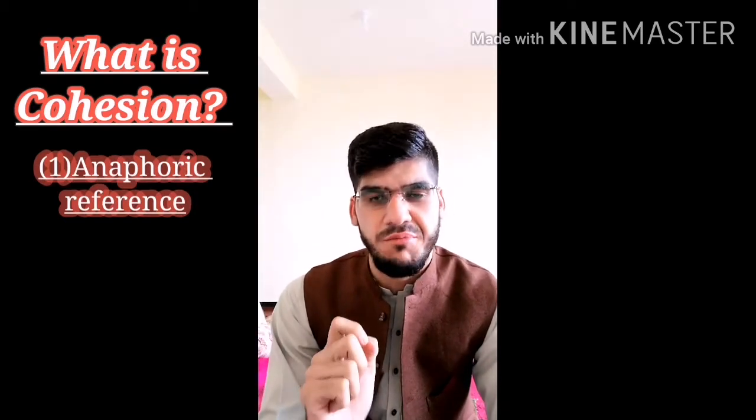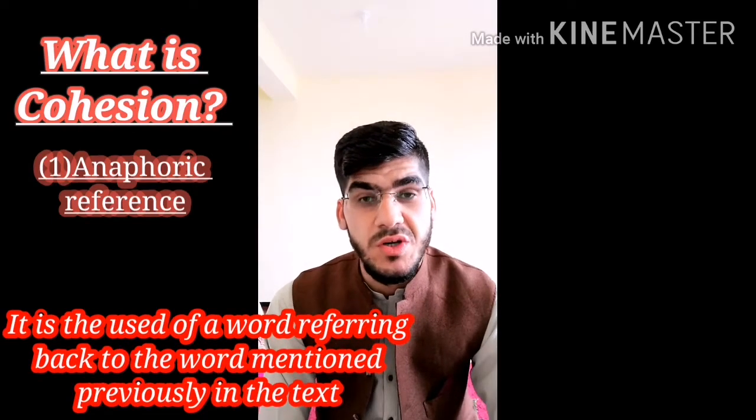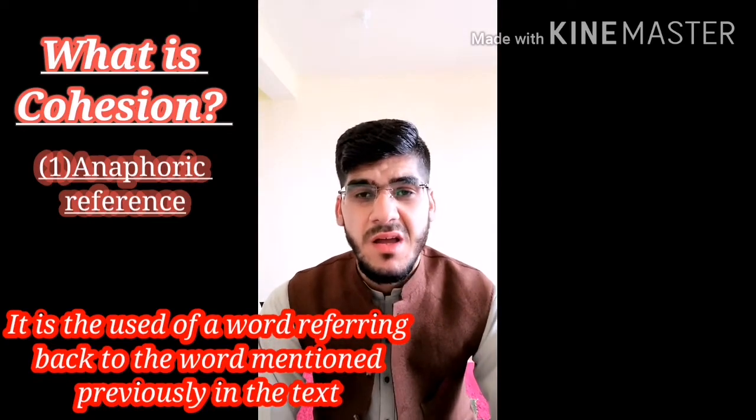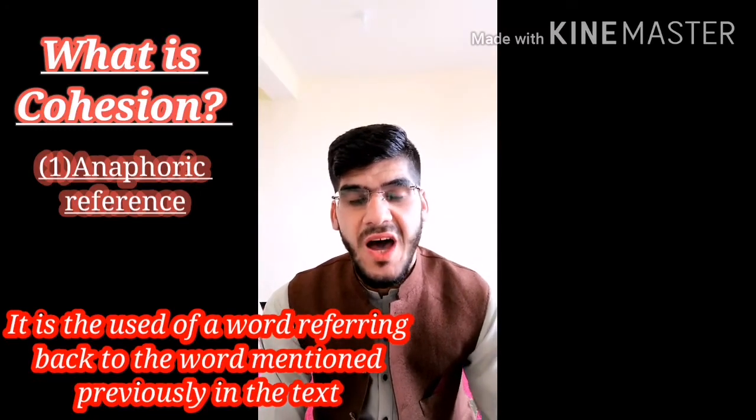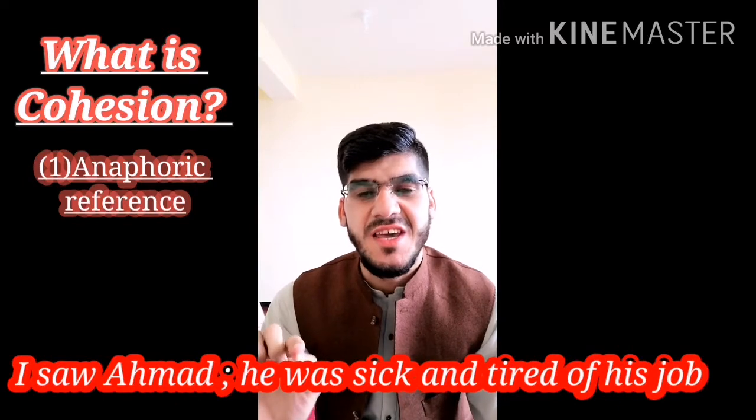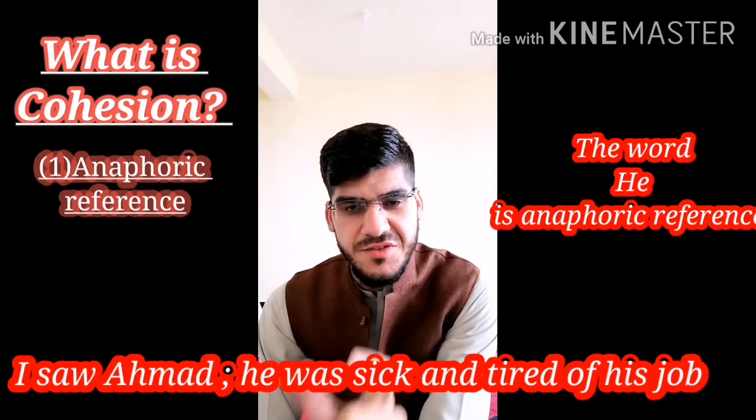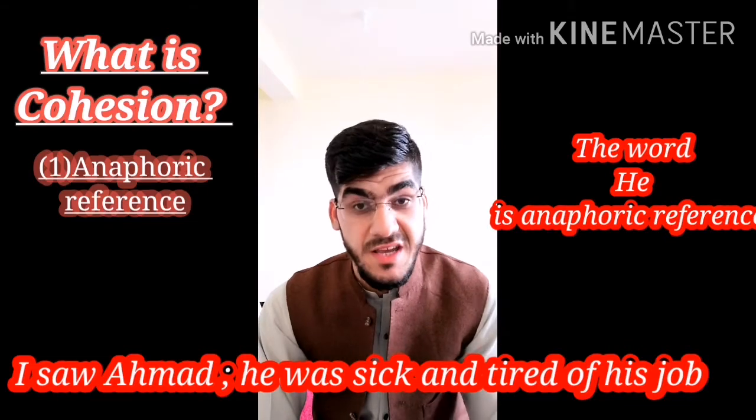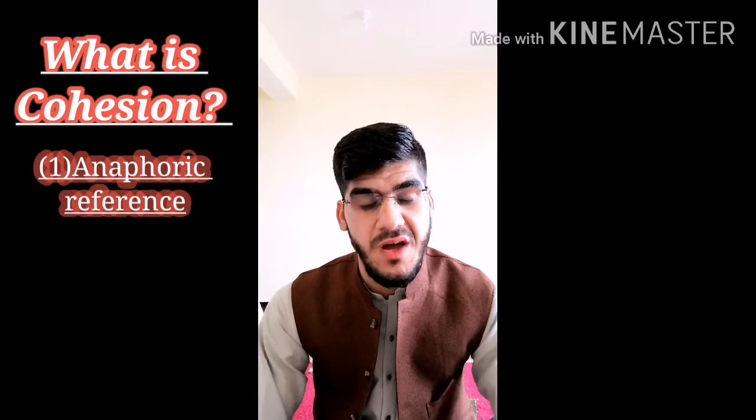What is anaphoric reference? Anaphoric reference is the use of a pronoun, or the use of a word which is referring back to the word in the text that is previously mentioned. For example, I say, I saw Ahmad, he was sick and tired of his job. So here this he is anaphoric reference, and that is referring back to the word which is mentioned previously in our text, and that is Ahmad. So the first one is anaphoric reference. I'm going to give you another example.